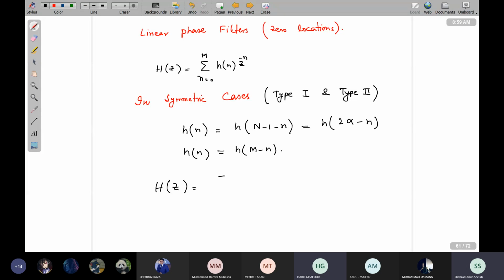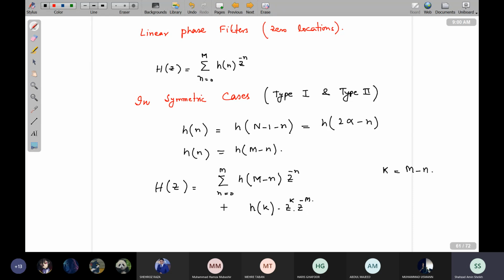H of z is equal to the sum from n is equal to 0 to m of h of m minus n, just replacing this h of n with h of m minus n, times z to power minus n. And now, just making it more simple, I bring k and I say k is equal to m minus n. So this h of m minus n will become h of k, z to power minus n will become z to power k, into z to power minus m.